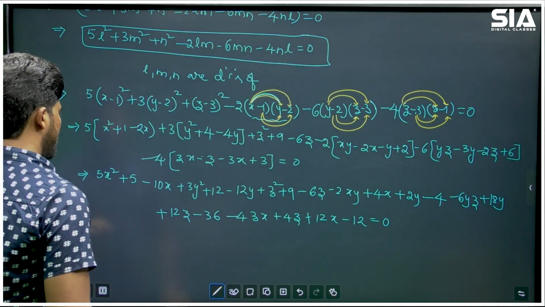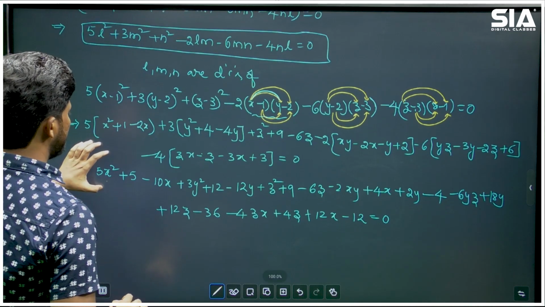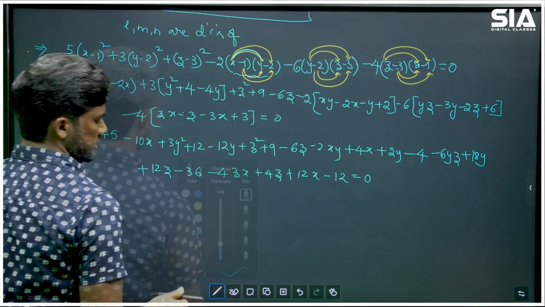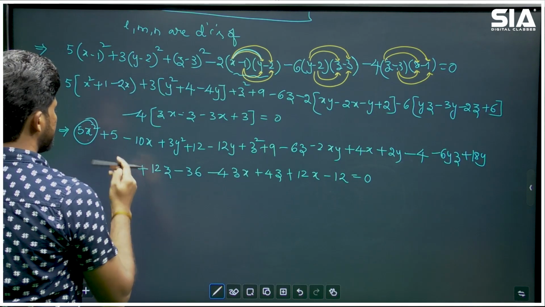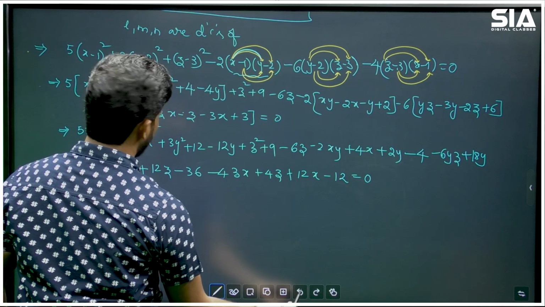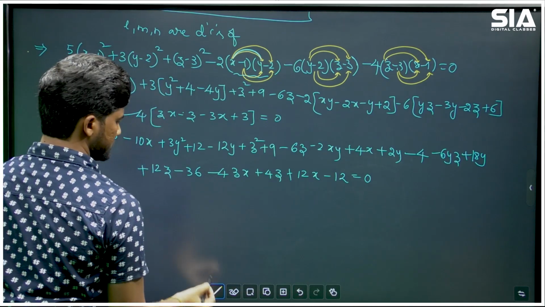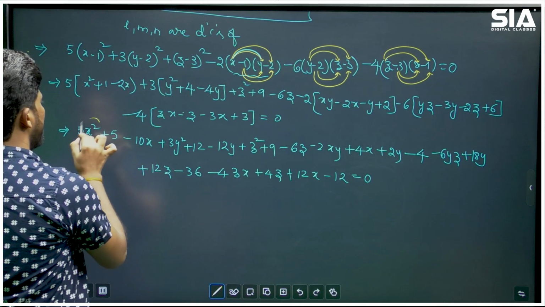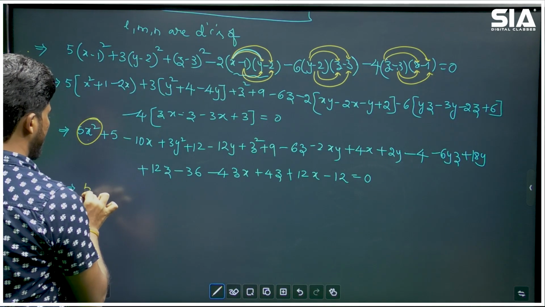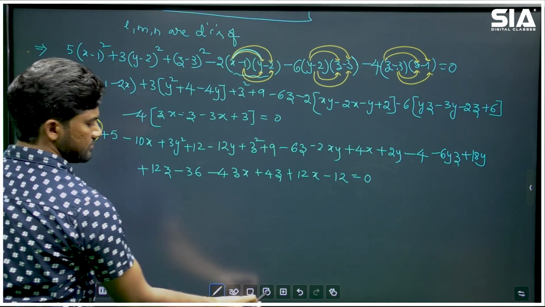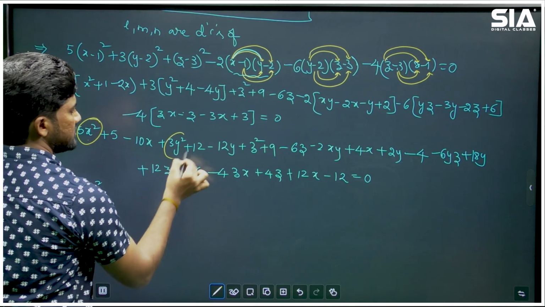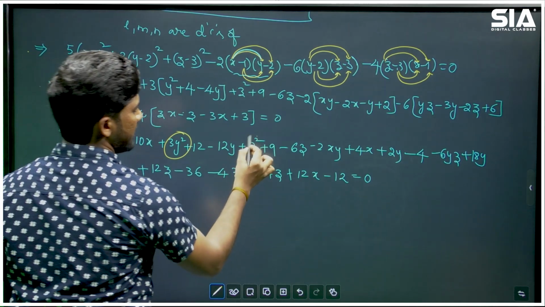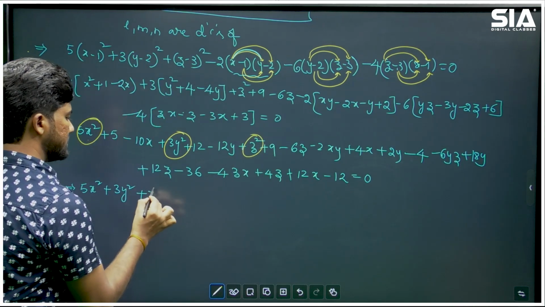So now after getting this value, be careful while finding the values. You can see here we have 5x square, only 5x square. Write that value, 5x square. After 5x square, 3y square, so plus 3y square. After 3y square plus z square, so z square.